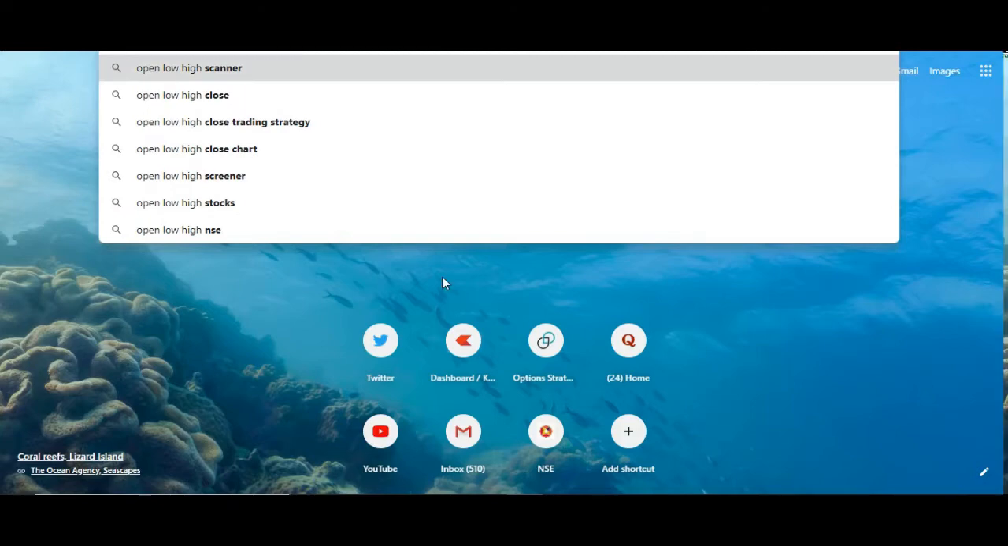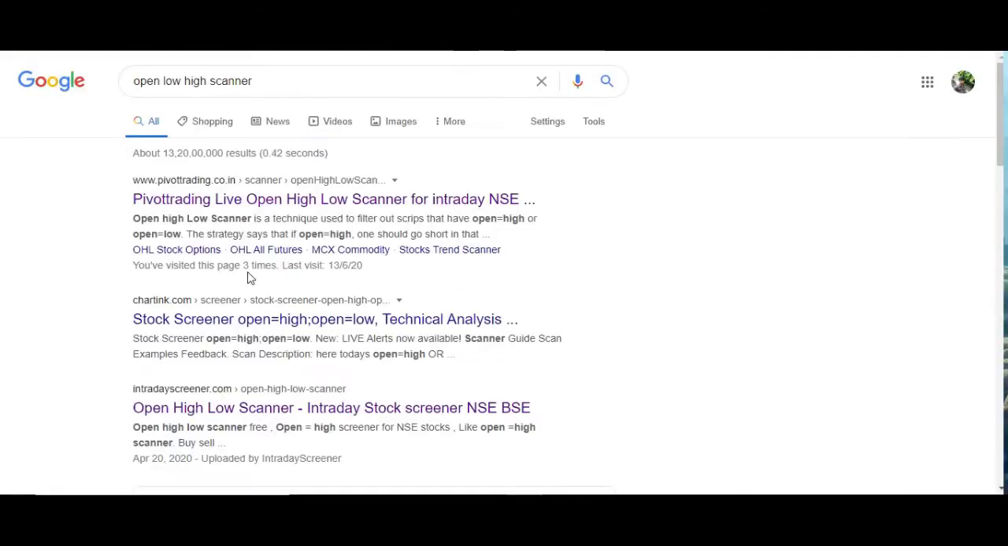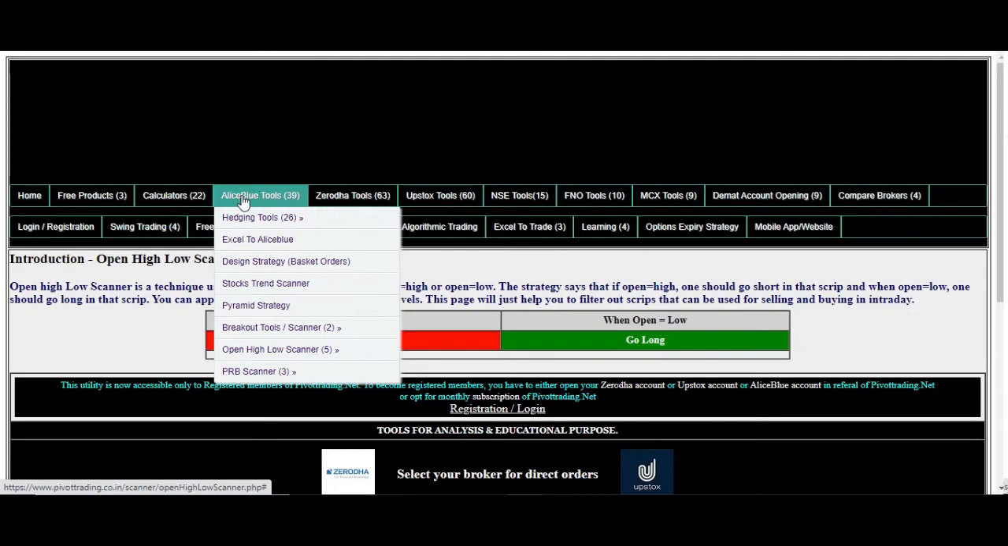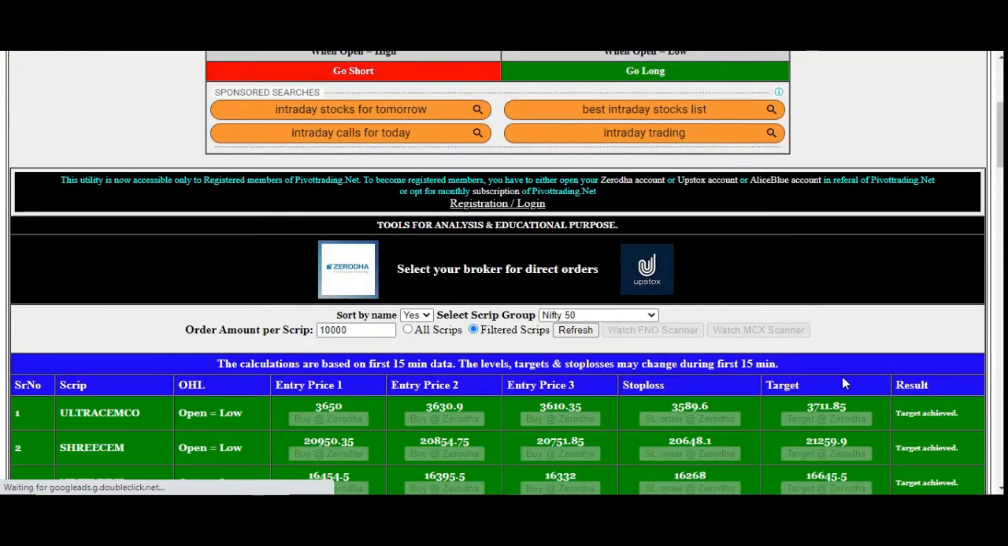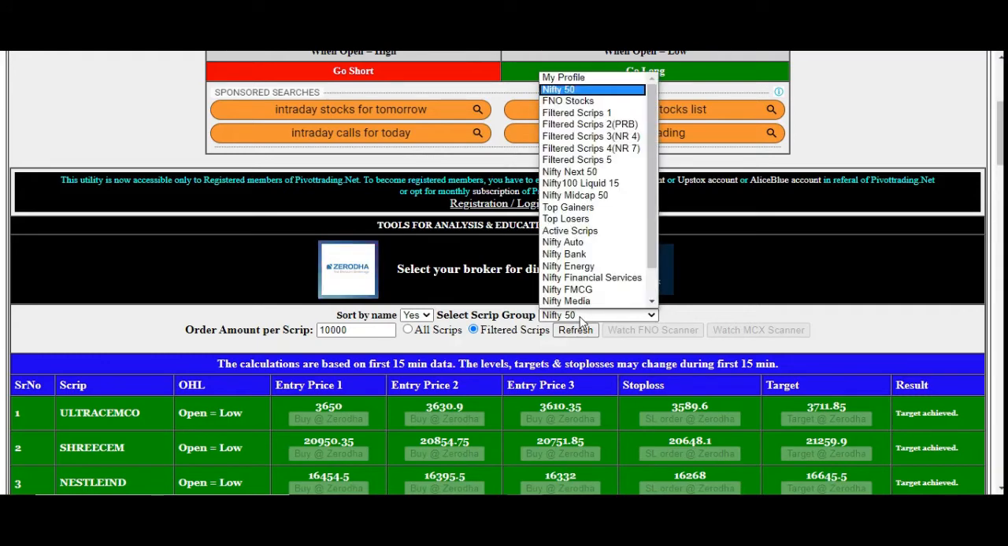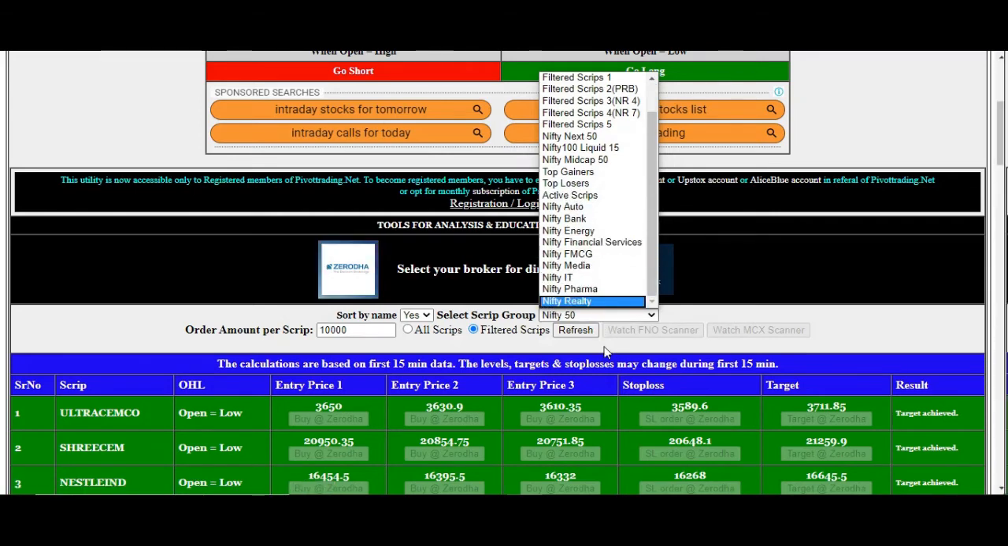Okay, so now we'll go to Google and search for the open low high scanner. Once you search for this, click on the first link you get, which is a result from pivottrading.co.in. Once you click on this link, you will get the stocks which are all having open low high. Here you can also select the script group based on Nifty 50, or if you want to do the analysis for any other sectors, you can make those changes as well.